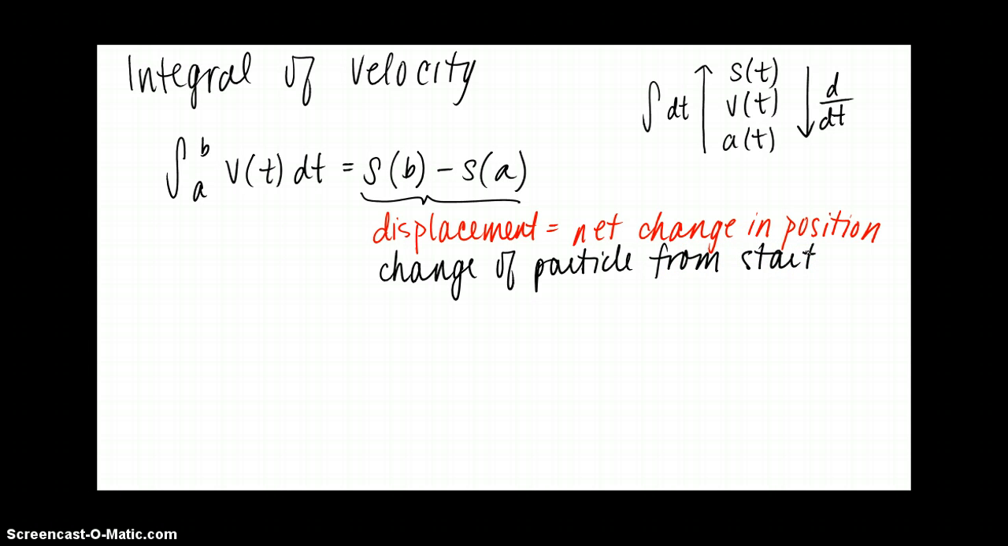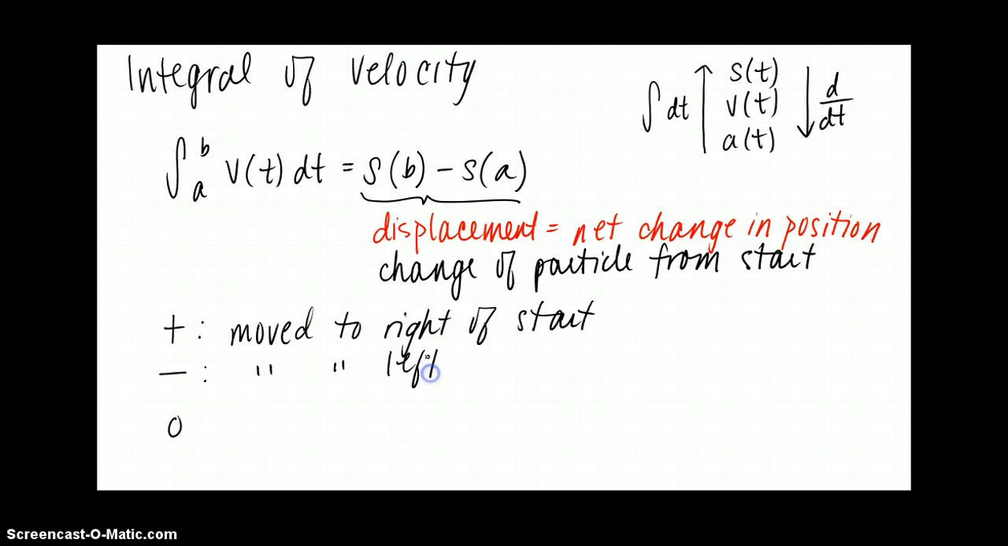Now, I said, and we know, this value can be positive, negative, or zero. If the displacement is positive, that means the particle has moved to the right of its starting position. If displacement is negative, the particle has moved to the left of its starting position. And of course, if displacement is zero, there's no change in position.